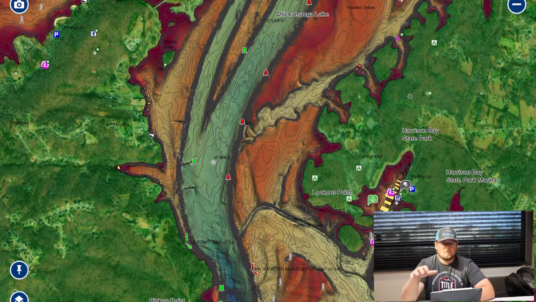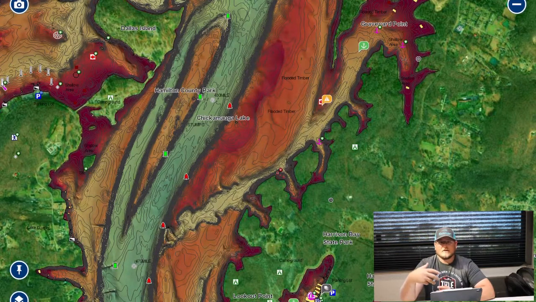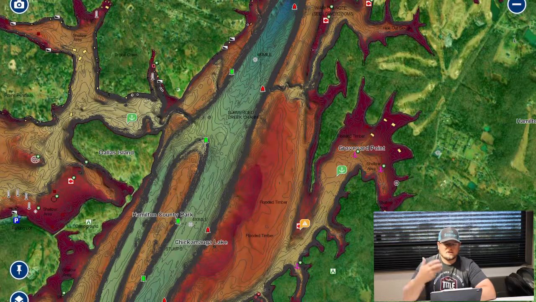I've been around plenty of these creeks and bays that are full of shad, full of bass, and they are so difficult to catch. They are just extremely difficult to catch because there's just too much bait fish in there. There's just too much competition.